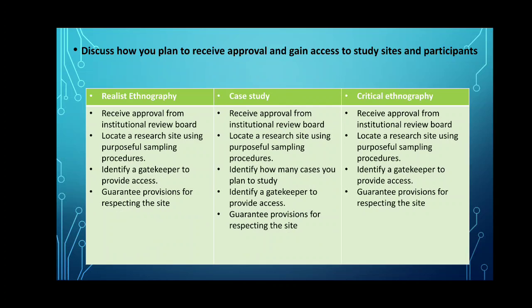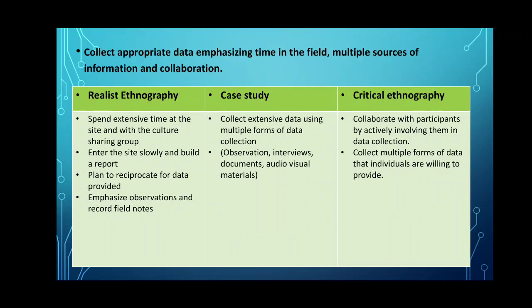So you have to identify how many cases you plan to study, and as per that you have to see whether you are getting access to it, and you have to guarantee that you are respecting the site. In critical ethnography also, you have to get approval from the institutional review board, locate a research site, identify a gatekeeper, and guarantee the provisions for respecting the site. So in all the three you have to do the same.